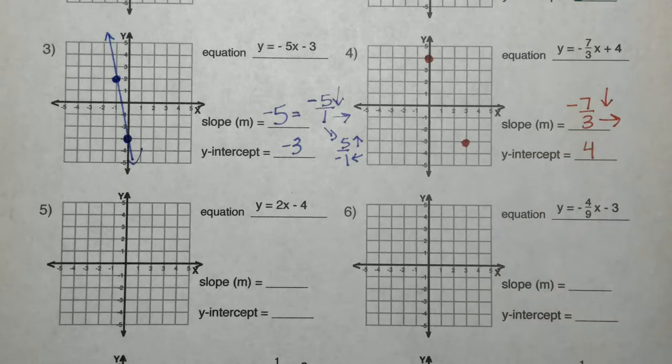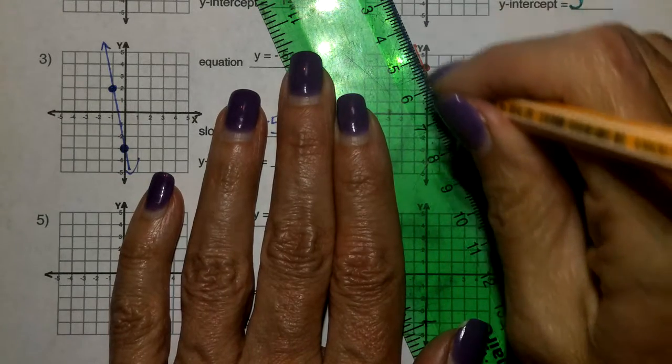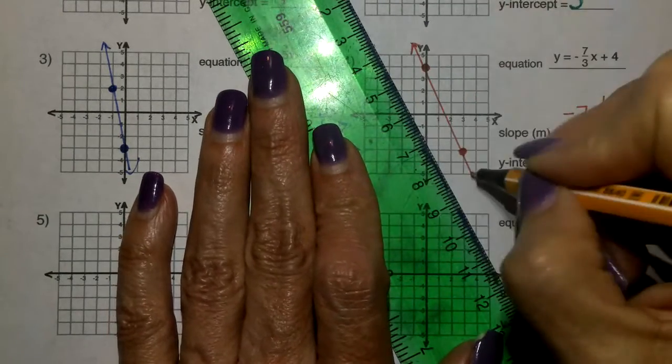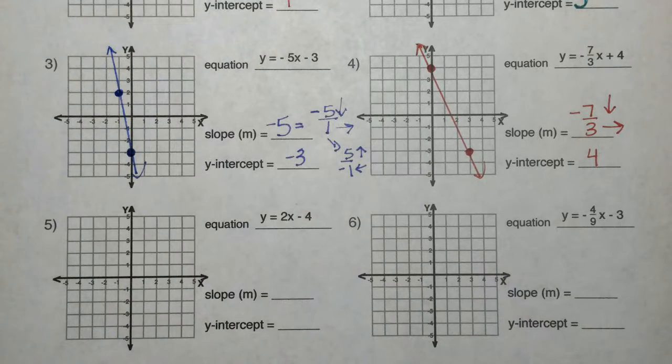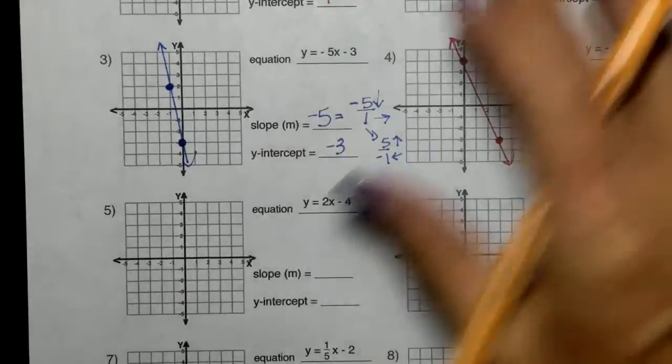Now I can't get another line on here. I don't have enough room. So I'm going to go ahead and connect those two dots to create my line. And I'm going to put an arrow on either end to get my line. Make sure it's the arrows because it goes on and on and on forever. All right, so let's look at our next one, number 5.